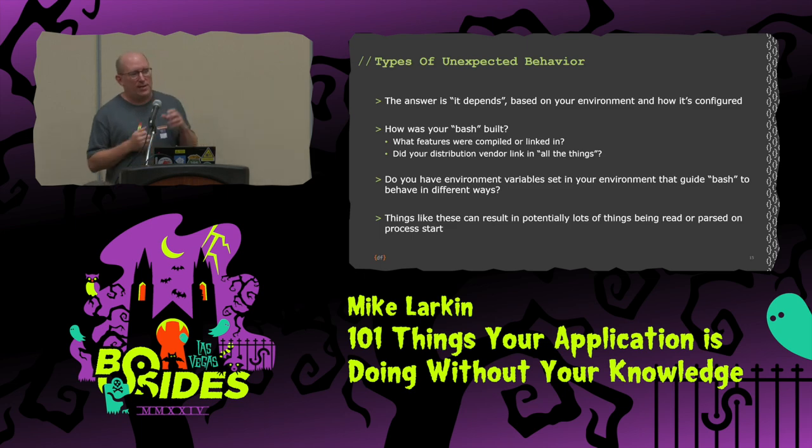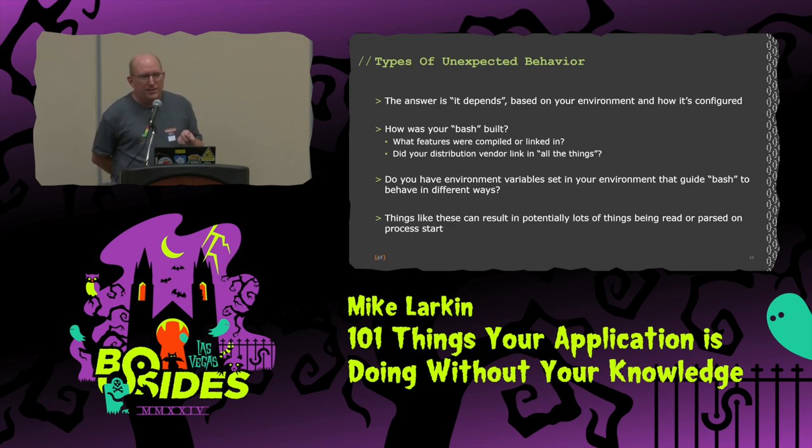More important thing is, how was this application built? And I'm using bash as an example here. What features were compiled in or linked in? Does your distribution vendor that gave you bash link in all the things? They did a blog post on the XZ issue from a couple months ago and looked at what was linked into various system programs. And it's interesting that SSHD, the SSH server, on different distributions had between 5 dependent libraries and 47. So if you have different things linked into your executable, different things will happen, right?